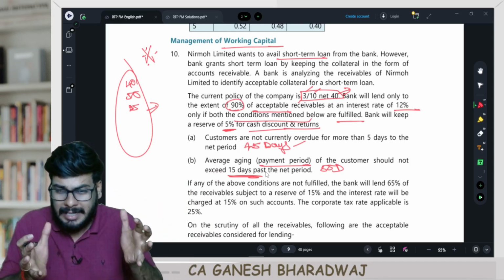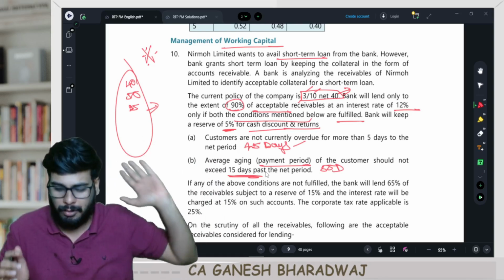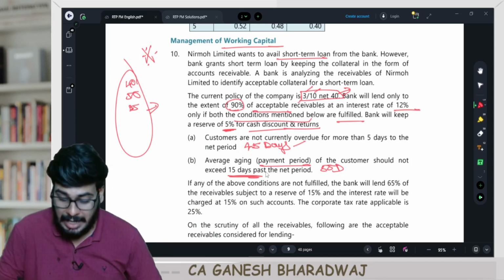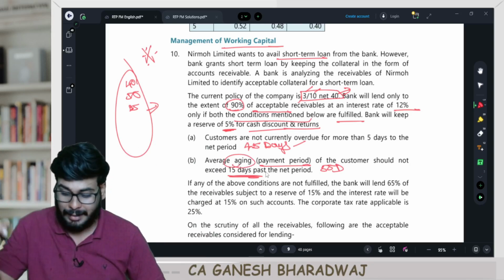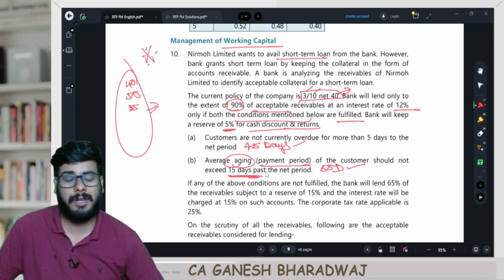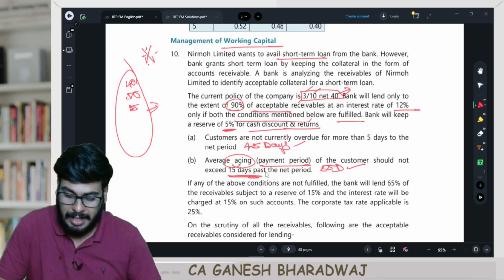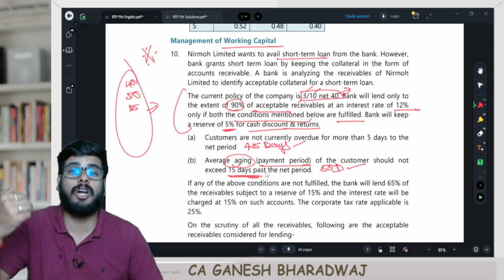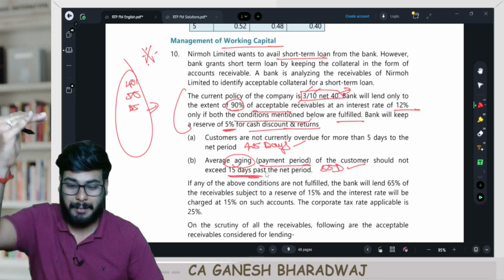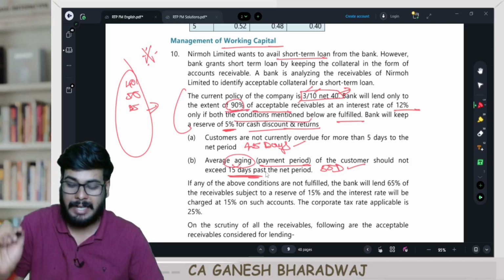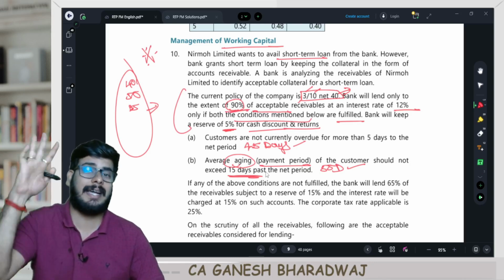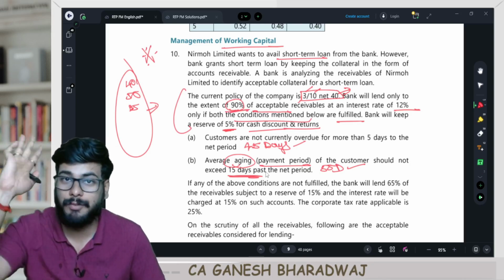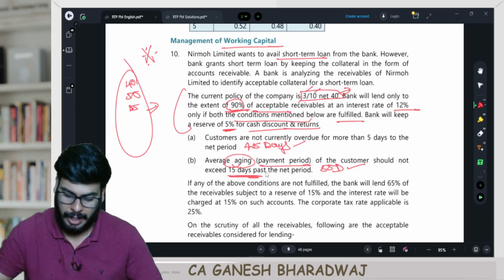Are you clear with this? This is the average time taken by that particular customer. That is called aging. The average aging of that customer should not go beyond 55 days. If it goes beyond 55 days, then the bank will not give them a loan at the rate of 90%. They are saying that 90% of acceptable receivable, that is not treated as an acceptable receivable against which the bank will give a loan. Are you clear with this? This is what they have mentioned.